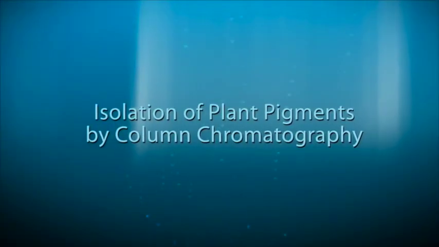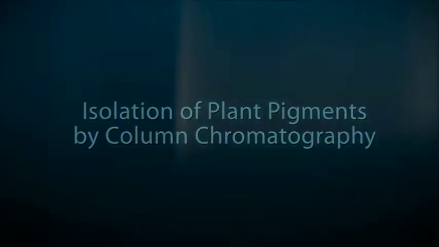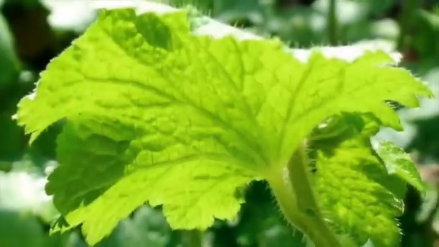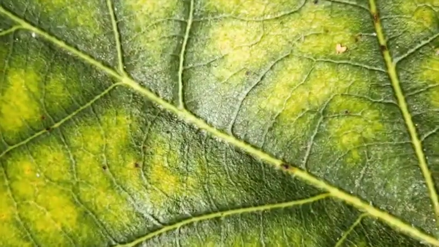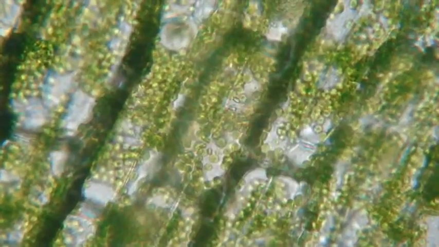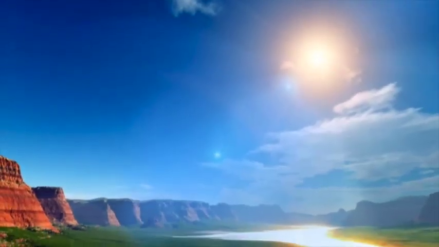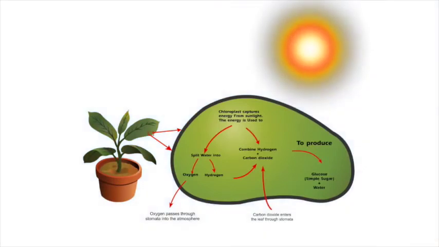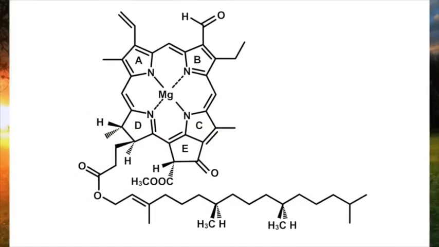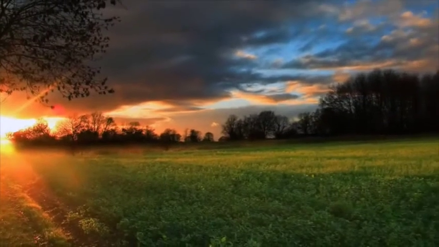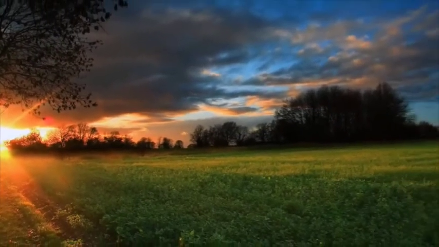Isolation of plant pigments by column chromatography. Two categories of molecules are primarily responsible for photosynthesis in plants: the chlorophylls and carotenoids. Chlorophylls, the green pigments, absorb certain wavelengths of light that are then converted into chemical energy. Chlorophylls are unstable molecules, and on exposure to air, water, or light will degrade to the pheophytins.